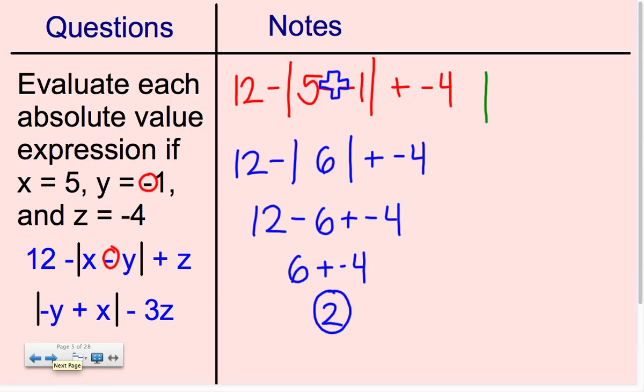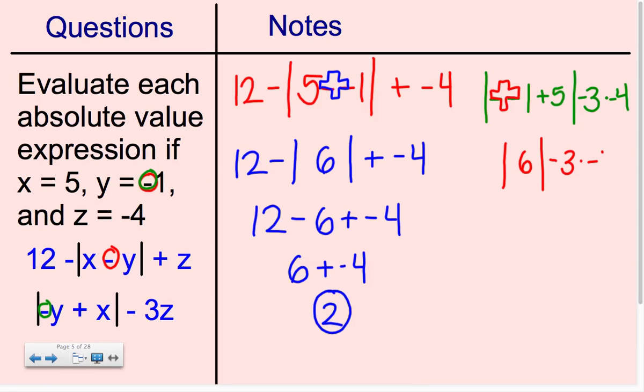Last one, negative y. So this one's a little tricky again too. This is negative y, but we also have the negative in front of the 1. So again, I'm going to go minus a negative 1 plus 5 minus 3 times negative 4. All right, so since I have minus a negative, change that to a plus. So positive 1 plus 5 makes 6. Minus 3 times a negative 4.